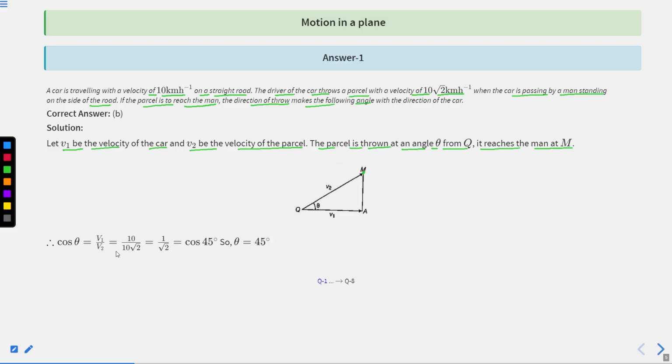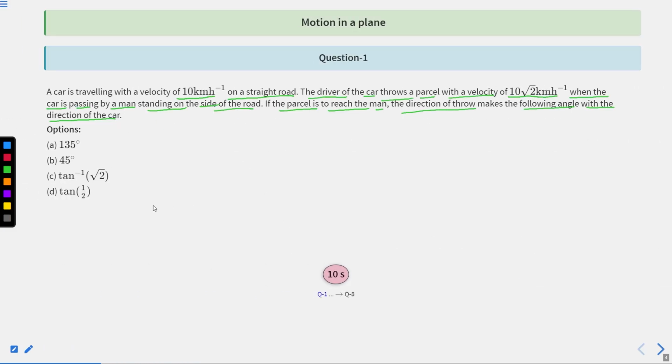Solving this, 1 by root 2 equals cos 45 degree. So from this the angle will be 45 degree. So the correct answer is B, 45 degree.